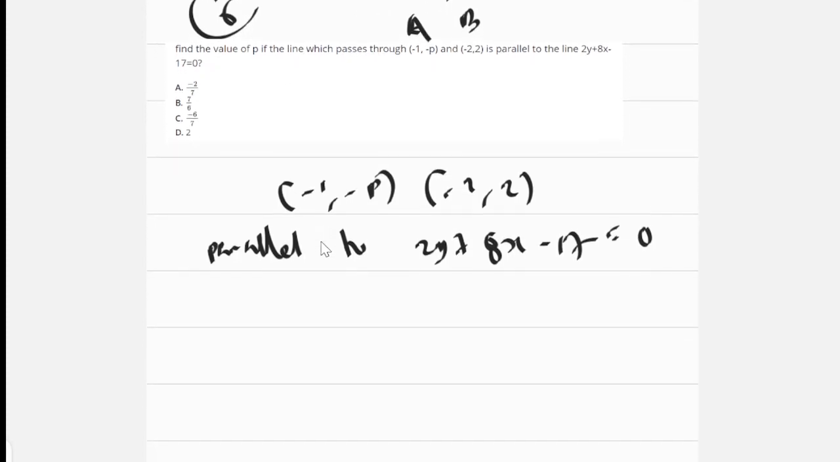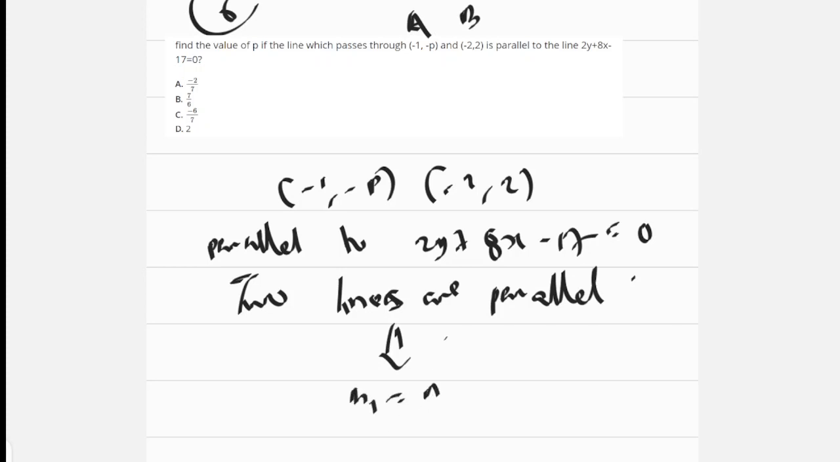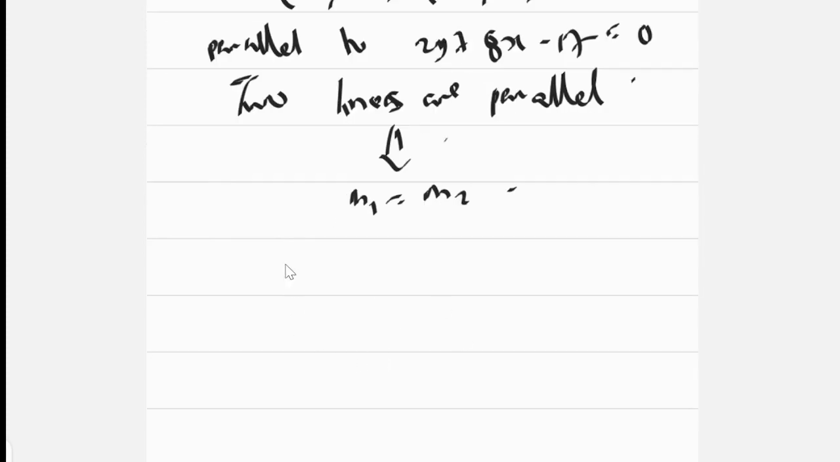And don't forget, when two lines are said to be parallel, what does that imply? It implies that their slopes are equal. That is, the slope of one is equal to the slope of the other. What if they are perpendicular? Then the product of M1 and M2 is equal to -1. I don't need to prove this in this video.